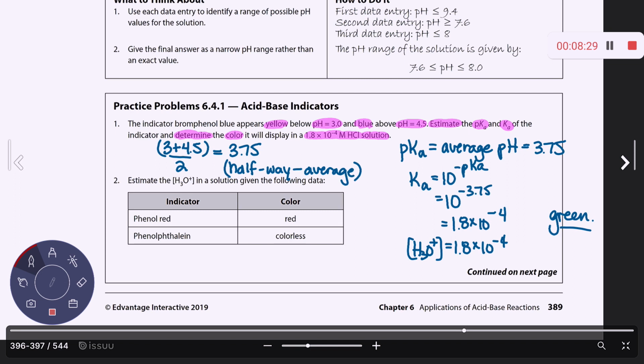Okay, any other questions on that? Okay, how about number 2? If I want to estimate the hydronium ion concentration in this solution, and I have 2 different indicators, and they gave me the color, what could I deduce from this? pH. Okay, what about pH?